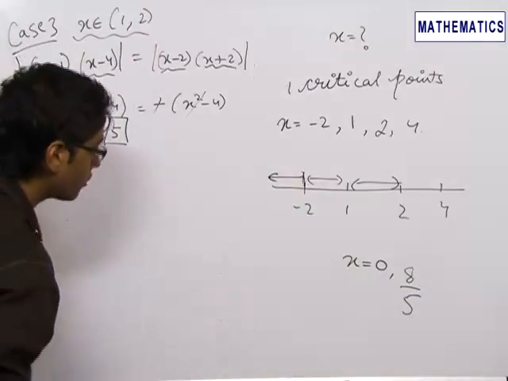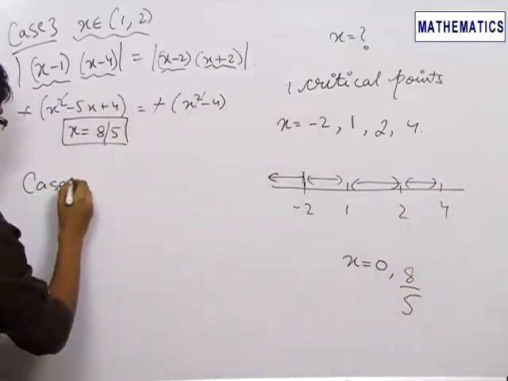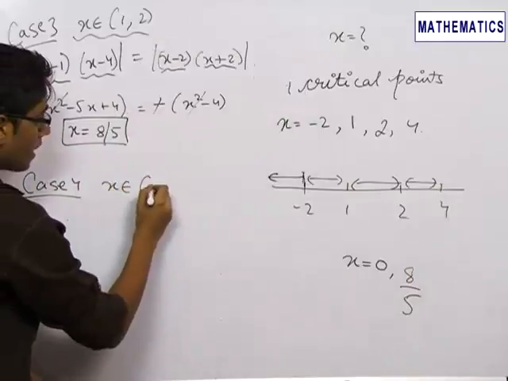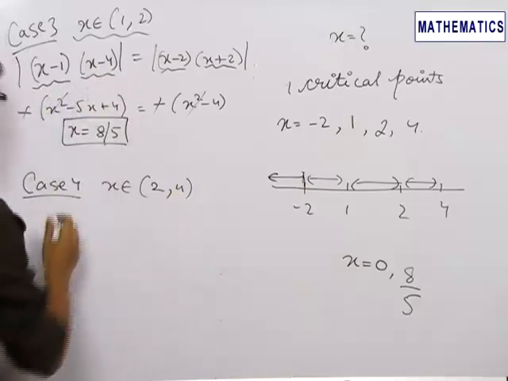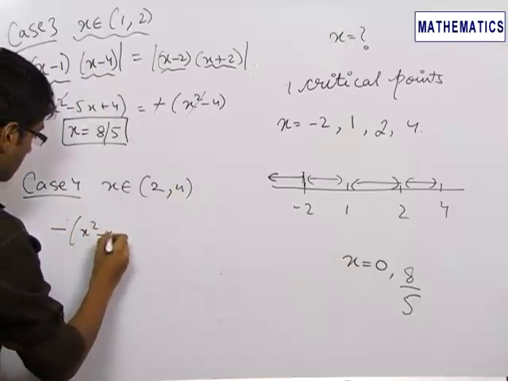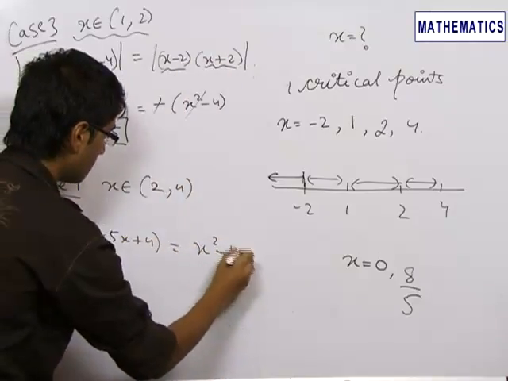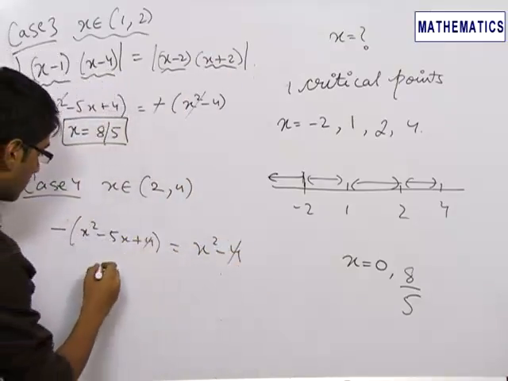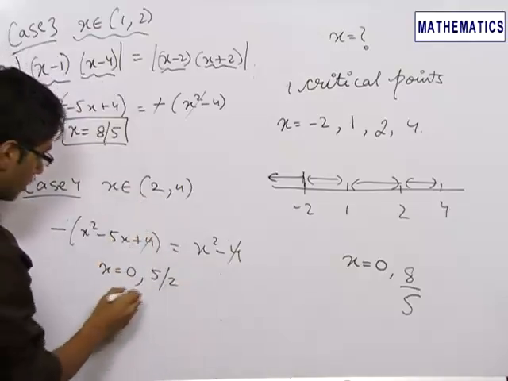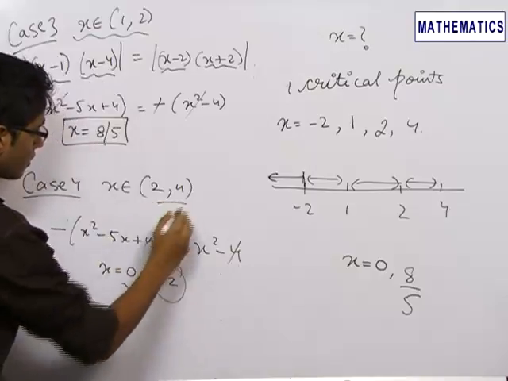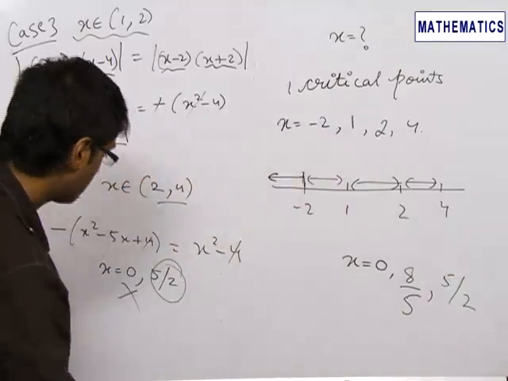Now we analyze our fourth range, or rather the fourth interval. Our case 4 is x belonging to 2 to 4. Now this will open as negative and this will open as positive. So this becomes x equals 0 and 5 by 2. Now 0 is not appearing in the range, so we reject this. 5 by 2 is appearing in the range, so we accept this, and we get a third solution as x equals 5 by 2.